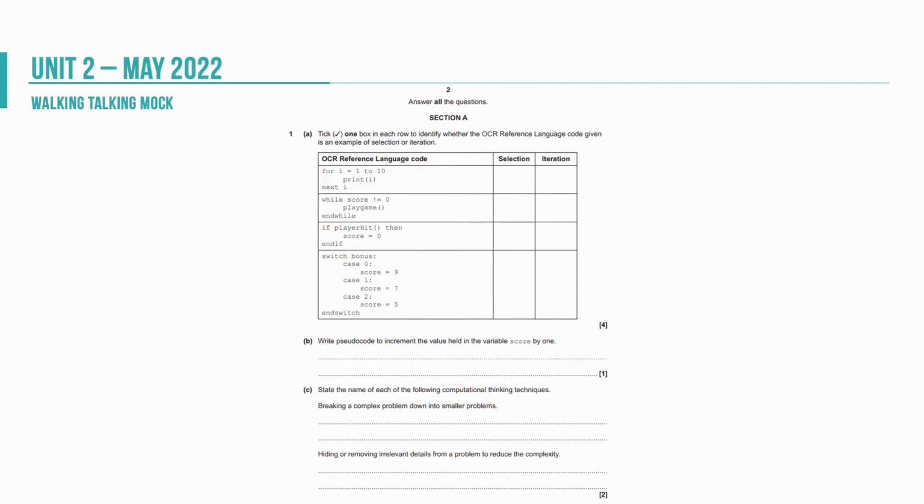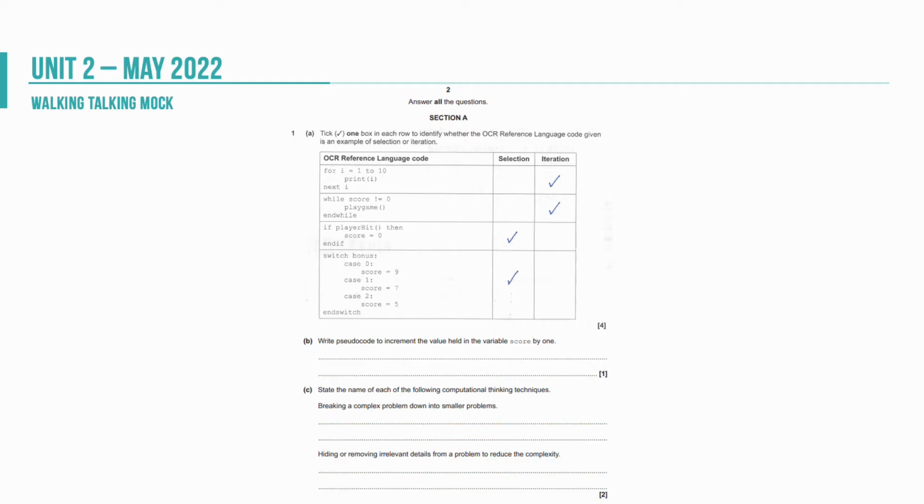So a nice question to start off with. We've got a tick box, and we've got to tick one box in each row to show whether each example code given is selection or iteration. So whenever we see the words for or while, we know that's looping, that's iteration. If and switch, those are the 2 keywords we'll see for selection. So you need to try and remember those, but you should get an answer that looks like this.